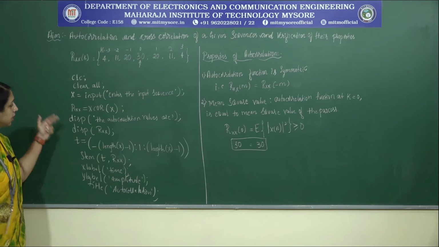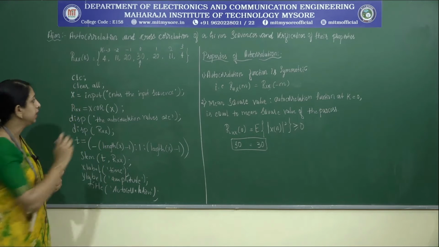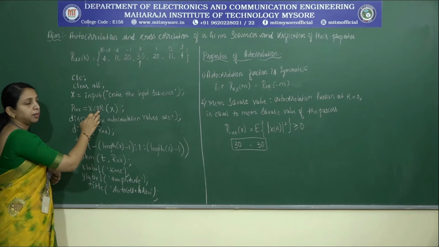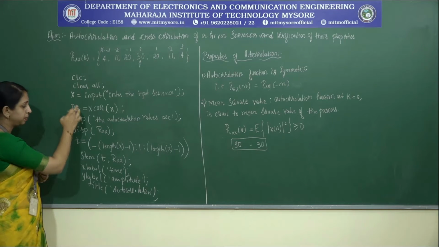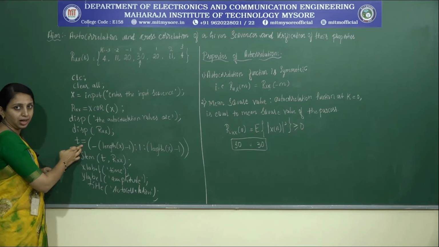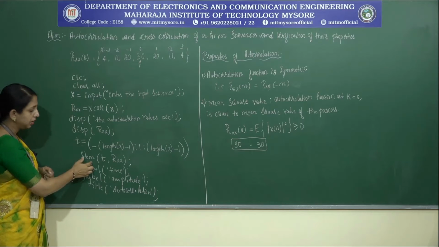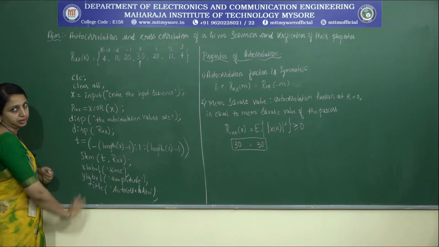So this is a complete program for autocorrelation. Initially you need to enter the input. Later, using the Matlab function xcorr, you need to calculate the autocorrelation of it. Then display that on the command window. After that, define a length, then plot it on the figure window using stem. At the last, give xlabel, ylabel and title.